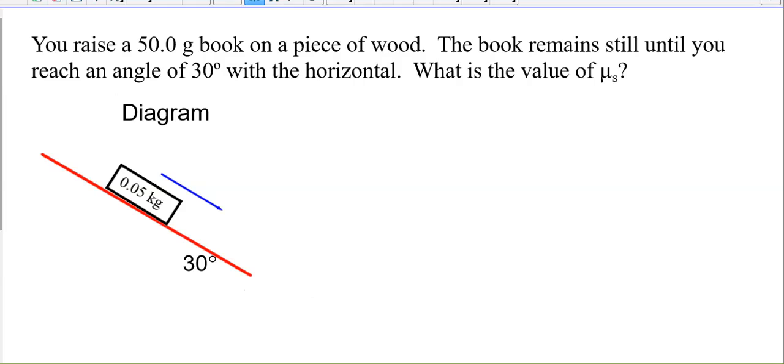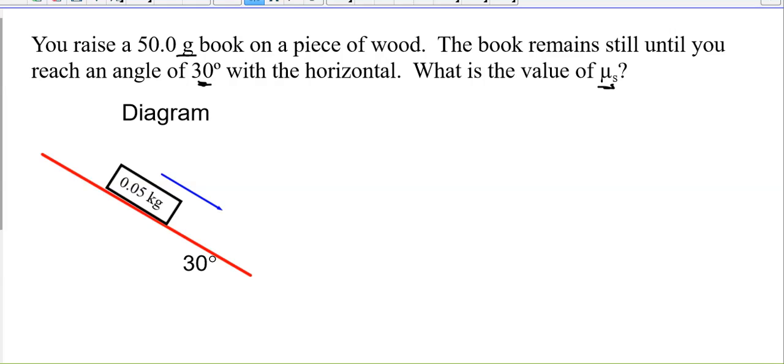Suppose you raise a 50-gram book on a piece of wood. We usually do this in class, and the angle is not quite 30 degrees, but go with me on this. Suppose you raise a 50-gram book on a piece of wood. The book remains still until you reach an angle of 30 degrees at the horizontal. What is the value of the coefficient of static friction? So you might have done this before.